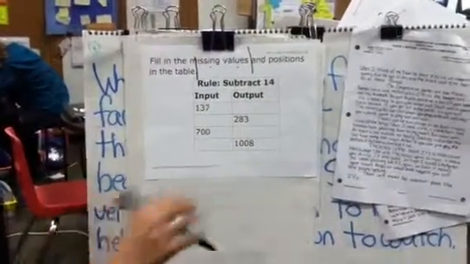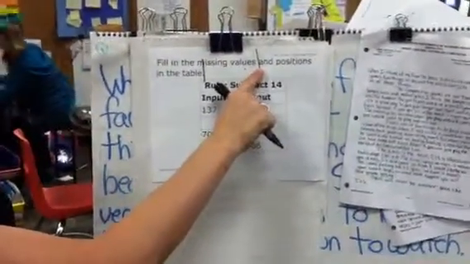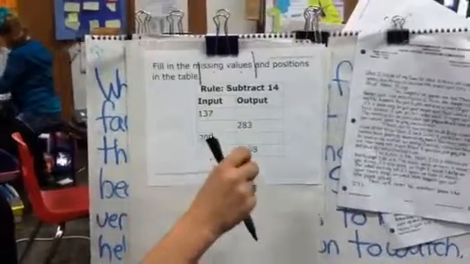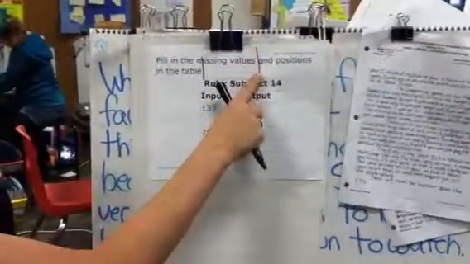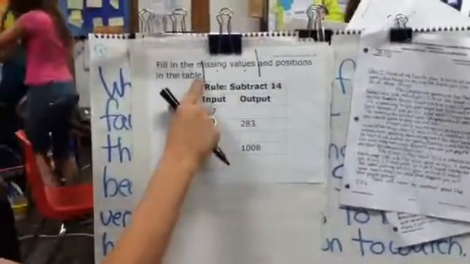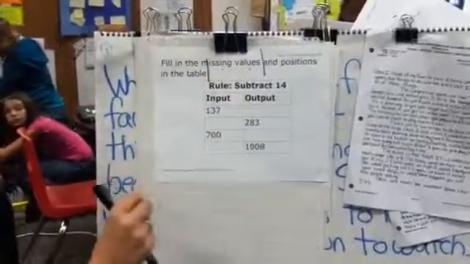I want you to notice that I put speed bumps. I always put speed bumps where I've got to stop and think. So I do that where there's an and, a comma, and a period. Those are where I'm going to be adjusting.